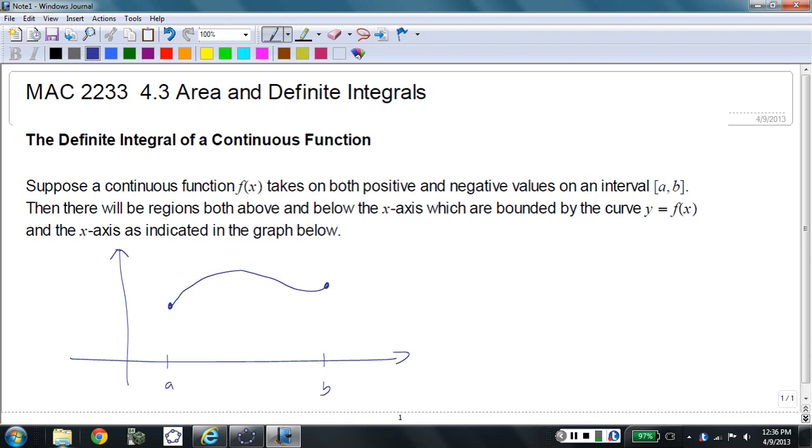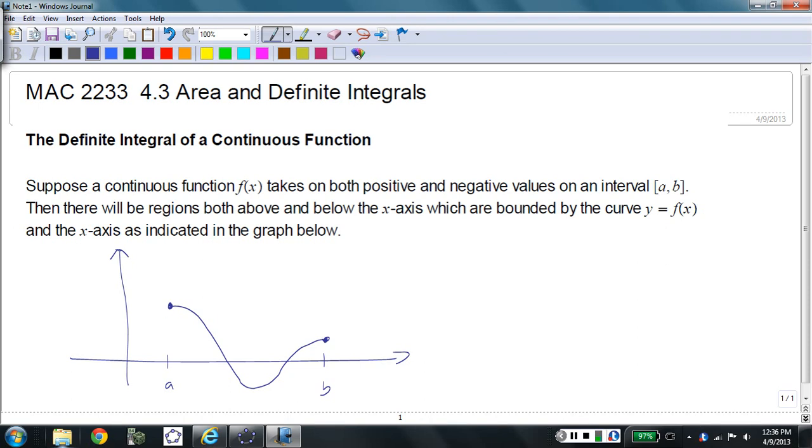Both positive and negative values. So I've got to redraw it. Maybe I could just extend it a little bit. No, actually, if I erase this, I'm going to have to redraw it. Both positive and negative values. So let's do this, and then dip down below, and then it doesn't have to come back up, but let's say it does. On the closed interval from a to b.